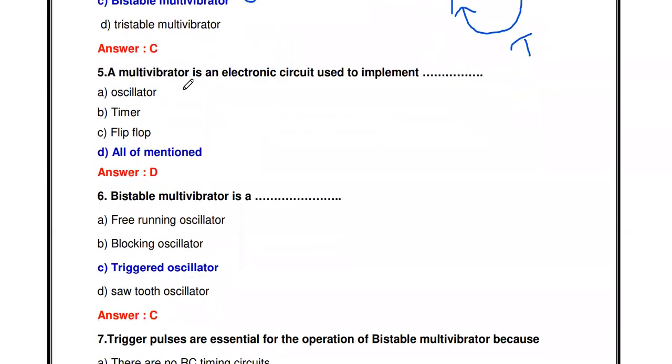The next one: a multivibrator is an electronic circuit used to implement dash: oscillator, timer, flip-flop, all of the mentioned. In multivibrators there are three types. Astable multivibrator is used to generate a square waveform, so it is used as an oscillator. The second, monostable, is used to produce delay, so it is used as a timer. The third, bistable multivibrator, is used as a flip-flop. So all three are correct.